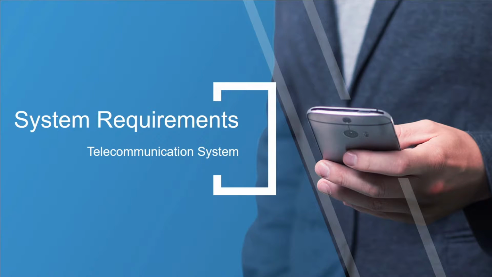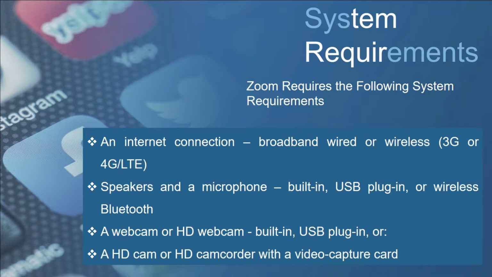To start things off, I will be explaining to you about the system requirements. Zoom requires the following system requirements: an internet connection, either broadband wired or wireless, preferably 3G or 4G LTE; speakers and a microphone, either built-in, USB plug-in, or wireless Bluetooth is fine as well; a webcam or HD webcam, either built-in, USB plug-in, or an HD cam or HD camcorder with a video capture card.